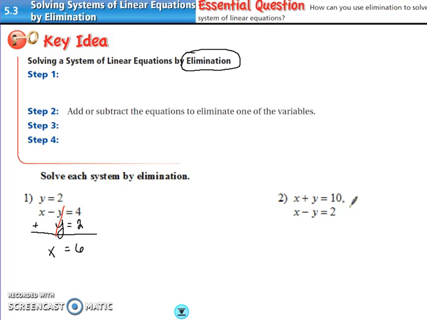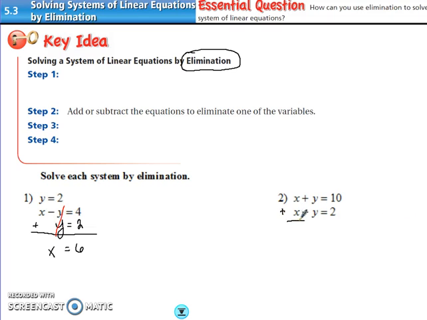Now if I look at the left-hand side of each of these equations, I notice that if I add these two left-hand sides together, the y's are additive inverses, so they're going to cancel each other out. So I'm going to go ahead and do that. I'm going to take this entire left-hand side of my equation and add it to the left-hand side of the equation above.